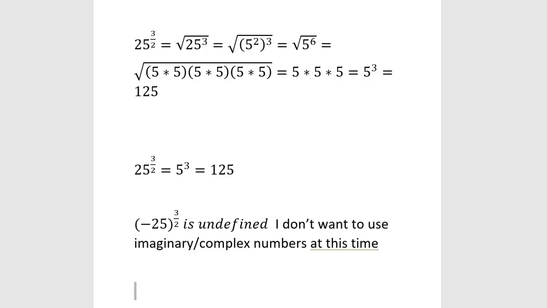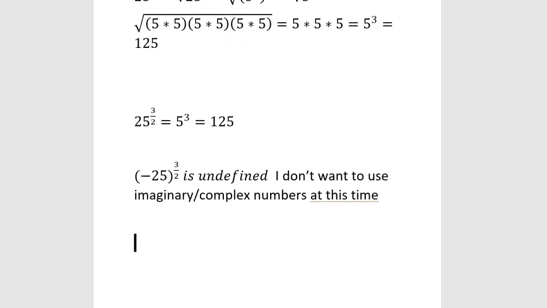I don't want to use imaginary complex numbers. We'd have to take the square root of negative 25, which would be like 5 imaginary i, or 5 times i, and I don't want to go there right now. Those are things called imaginary numbers anyway. You can see why imaginary numbers are more delicate.